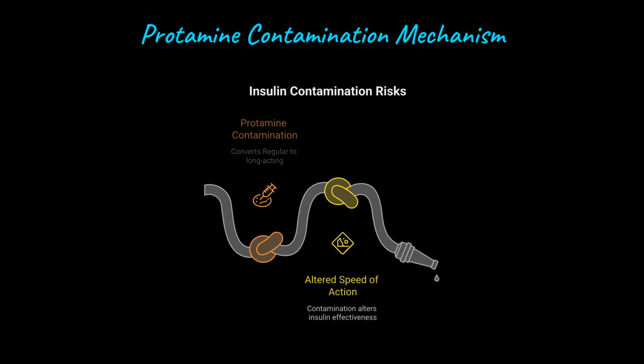If even a tiny amount of NPH is accidentally pushed back into the regular insulin vial, the protamine reacts with the regular insulin and begins converting it into a longer acting form. The fast insulin is no longer reliably fast, and every future dose drawn from that vial is compromised.